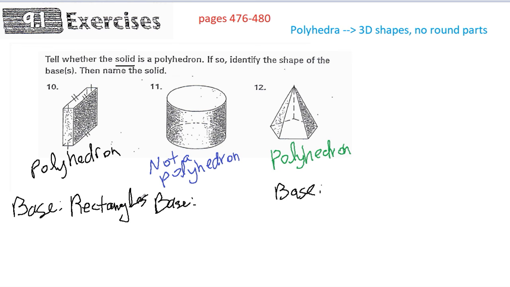We have 2 rectangles. So when it says identify the shape of the base(s), meaning base or bases, we have 2 rectangles here.